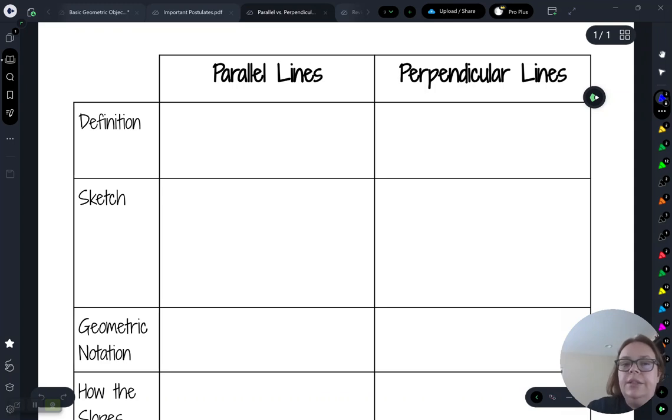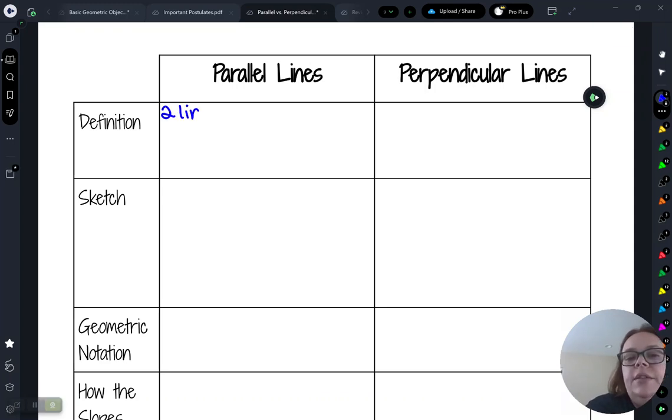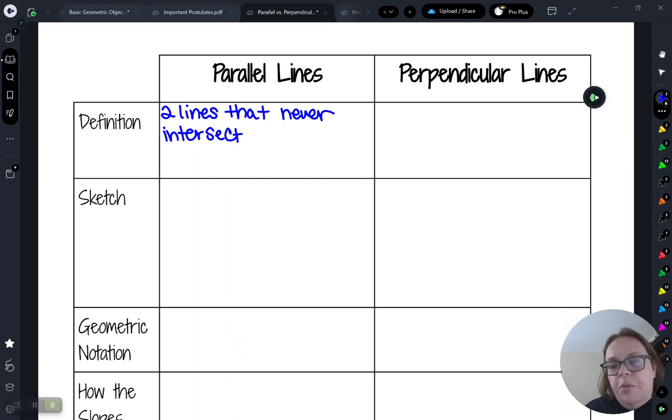Parallel lines do not intersect. So there are two lines that never intersect. That's what most people think of as the definition. They're also the same distance apart, and they will never intersect. So how do we draw that?